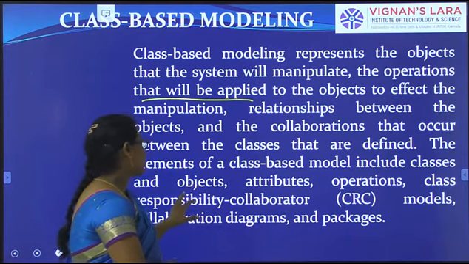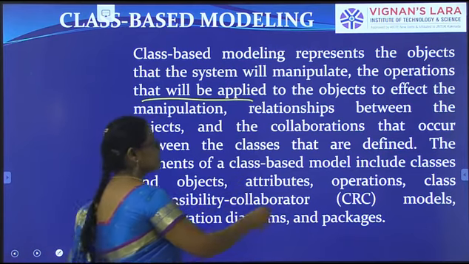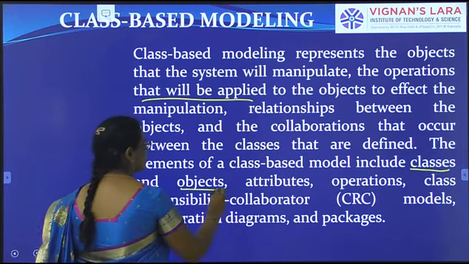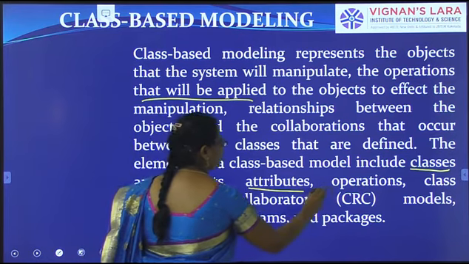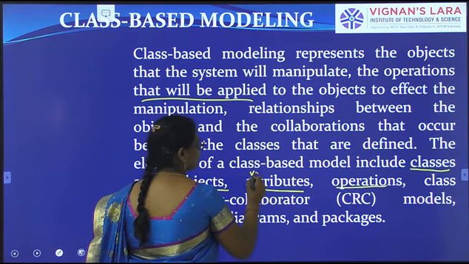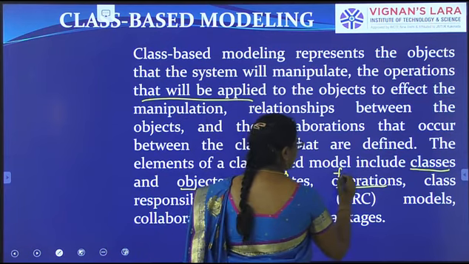So in a class-based model, what it includes is, first, the classes, second, the objects, and third, the attributes and operations. Attributes are nothing but variables; in a programming language, we can say attributes are nothing but variables. Operations, that means functions. Functions are methods.